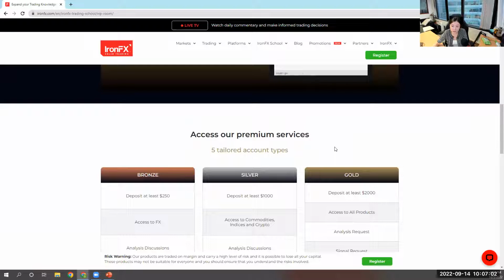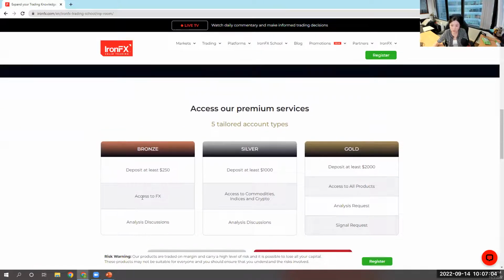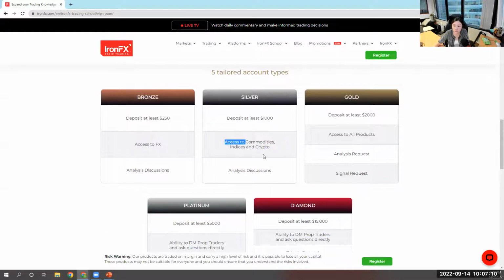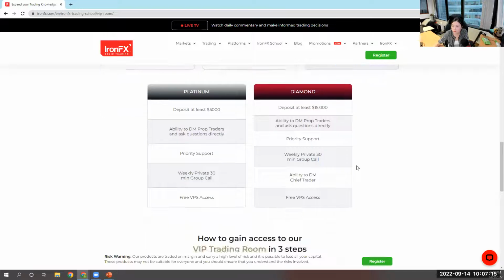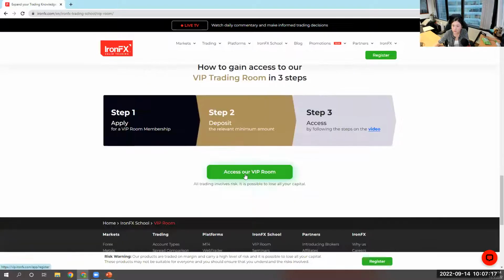There are 5 tailored account types depending on how much you have deposited, right? So deposit 250, 1,000, and it caters to different assets on that page. Let me bring you guys there to take a look at how the service is like. Just a brief introduction to the VIP room itself.